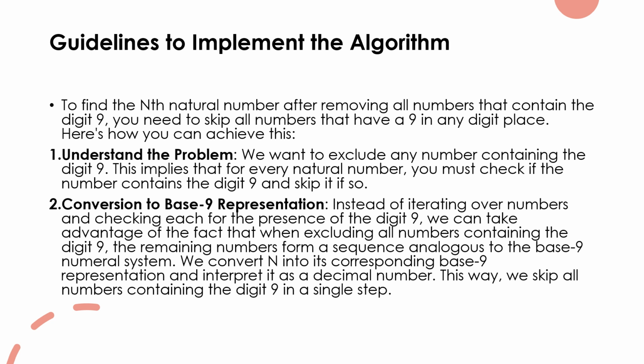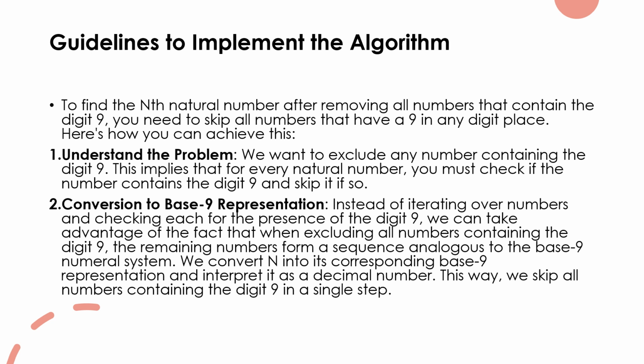Conversion to base 9 representation. Instead of iterating over numbers and checking each for the presence of the digit 9, we can take advantage of the fact that when excluding all numbers containing the digit 9, the remaining numbers form a sequence analogous to the base 9 numeral system. We convert n into its corresponding base 9 representation and interpret it as a decimal number. This way, we skip all numbers containing the digit 9 in a single step.